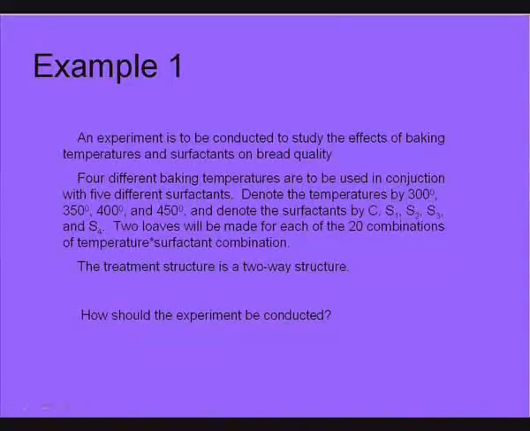2 loaves will be made for each of the 20 combinations of the temperature by surfactant combination. So the treatment structure here is a 2-way. We've got 4 levels of temperature crossed with 5 recipes. And the question might be then, how should the experiment be conducted?